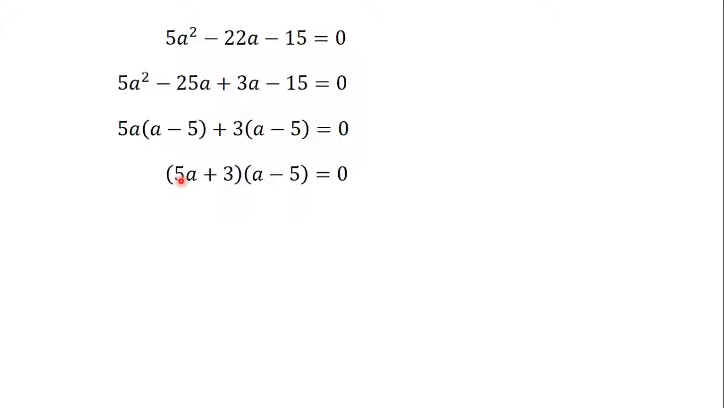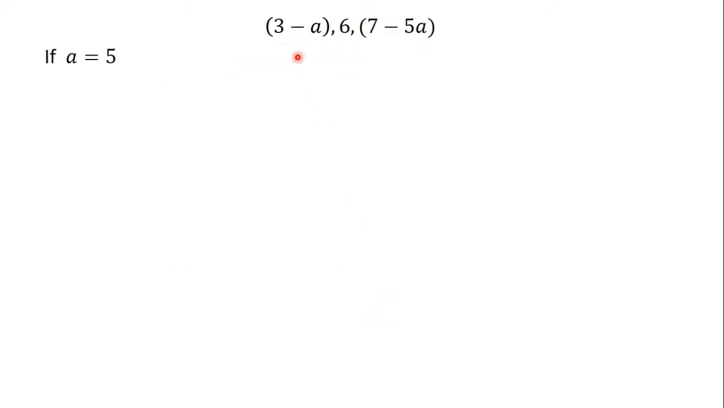So to find the values of a, we will first equate the first bracket to 0. So we will have 5a plus 3 is equal to 0, and this will give us a is equal to minus 3 divided by 5. Then we equate the second bracket to 0. We have a minus 5 is equal to 0 and a is equal to 5. So now we have two values of a.